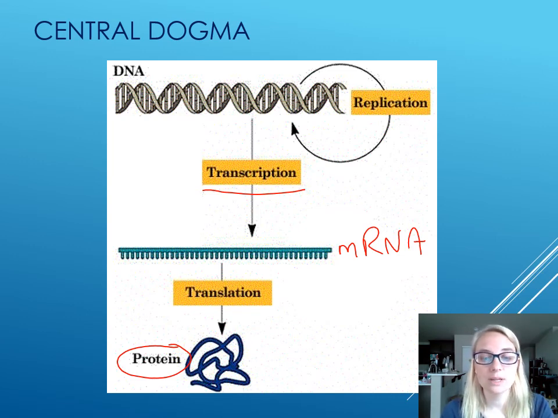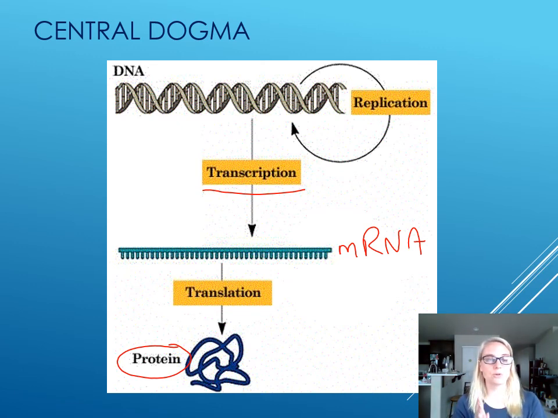DNA codes for things, transcription kind of copies that code, and translation expresses that code into a product in the form of a protein. And replication is just the DNA making copies of itself in preparation for division. Okay, so that's our little review of DNA stuff.